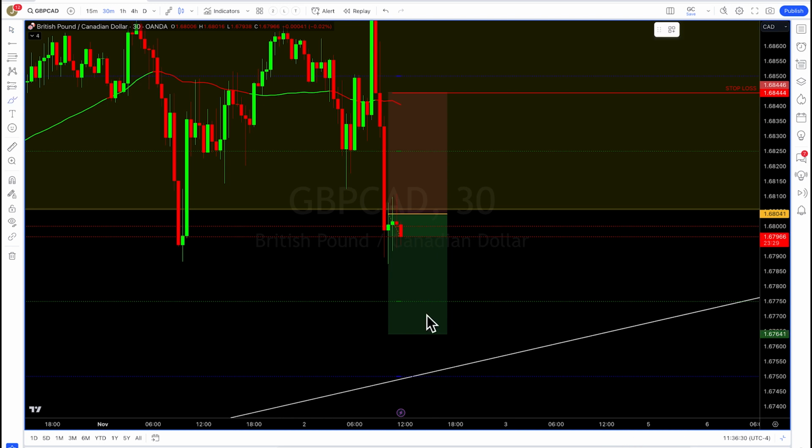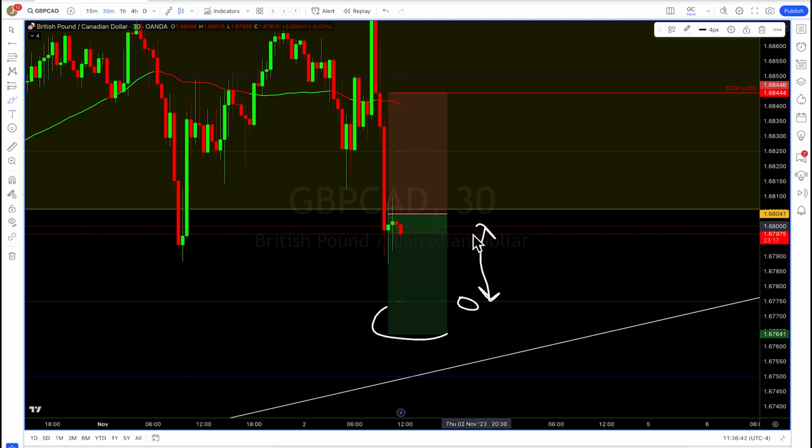Now my TP is a little bit past it. This is my TP down here, but here's the quarter point here. So I'm looking at going from this quarter point to this quarter point. All right. So that's the goal.